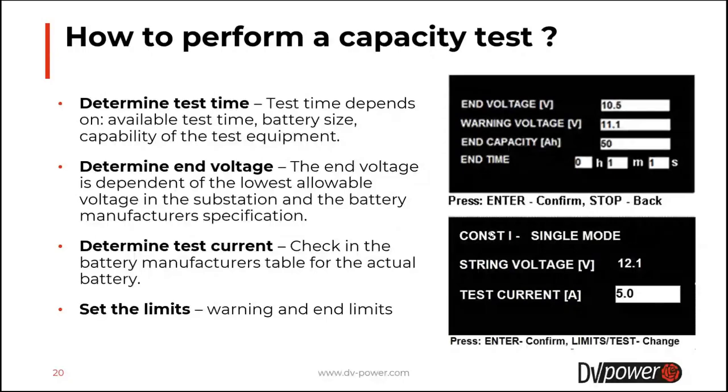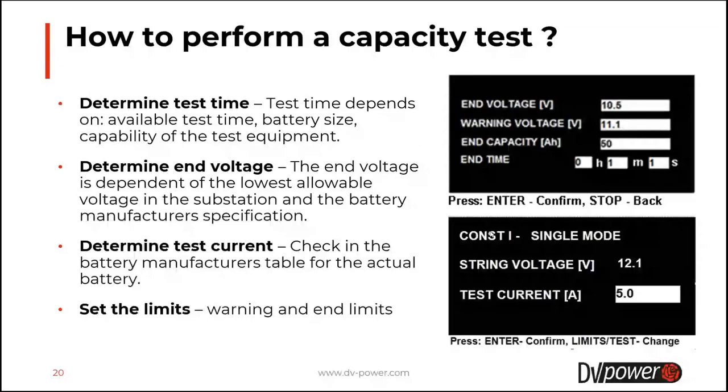We already said how to determine test current. You can check in the battery manufacturer's table for the actual battery. By setting the limits, we are protecting the battery from deep discharge. We are also protecting the equipment, and by protecting the equipment, we protect ourselves. Here you can see pictures of screens of our devices with all those parameters set.